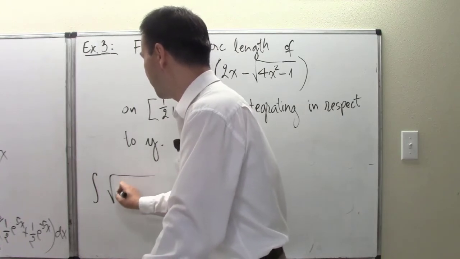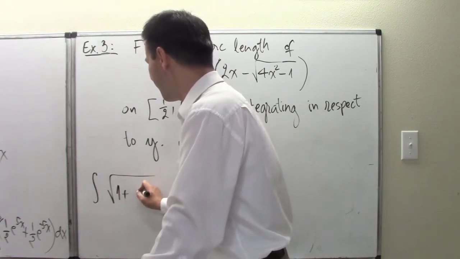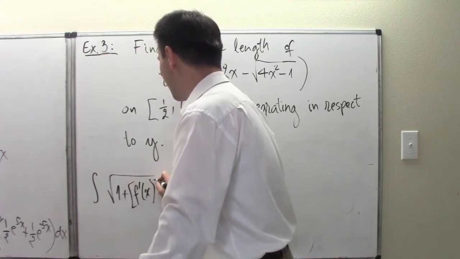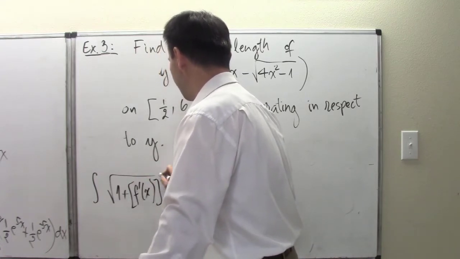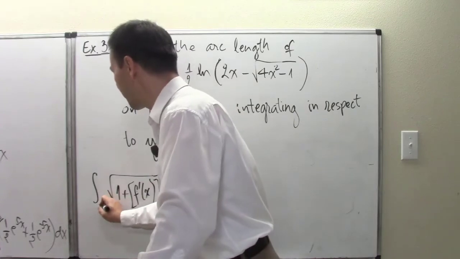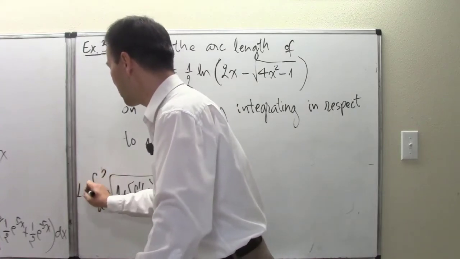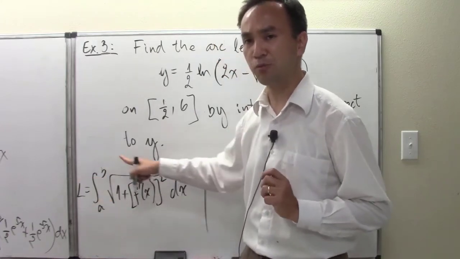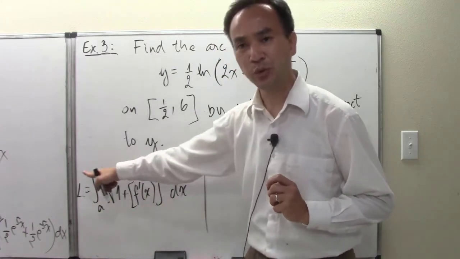Square root of 1 plus f prime of x squared dx inside the square root, and then from a to b. That's one choice. But this is if we are planning to integrate with respect to x.